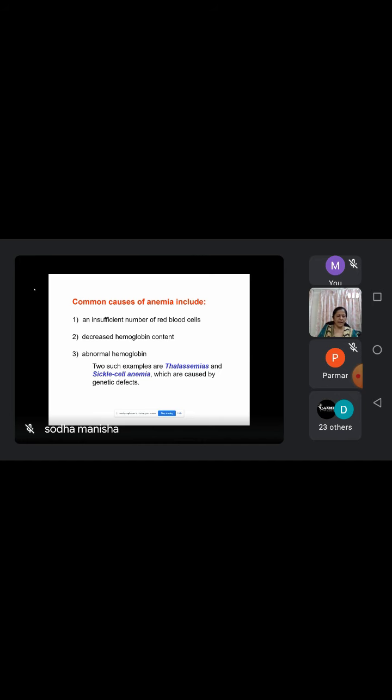Anemia may result due to hemorrhage. One type of anemia is post-hemorrhagic anemia. It is due to hemorrhage or loss of blood. If there is loss of an excessive amount of blood from the body, it may lead to post-hemorrhagic anemia. In this type, the hemoglobin content per red blood cell and the size of the red blood cell will be normal, but there will be a fall in red blood cell count and hemoglobin percentage.